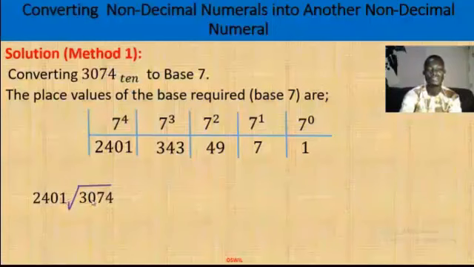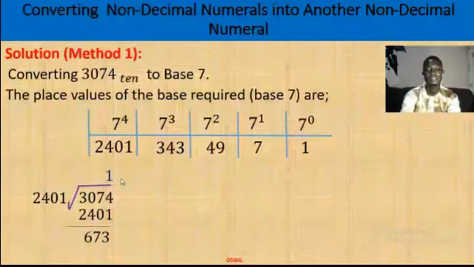2401 goes into 3074 once. Then when we multiply 2401 by 1, we get the same value, 2401. Then we subtract 2401 from 3074, and that would give us 673.